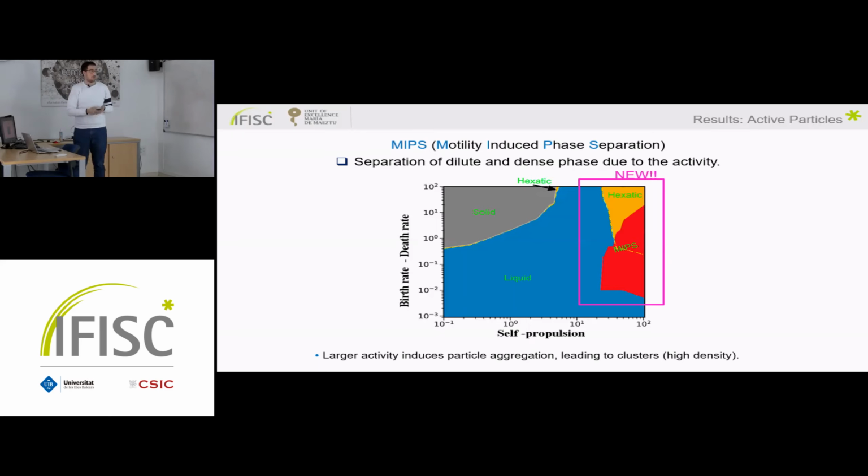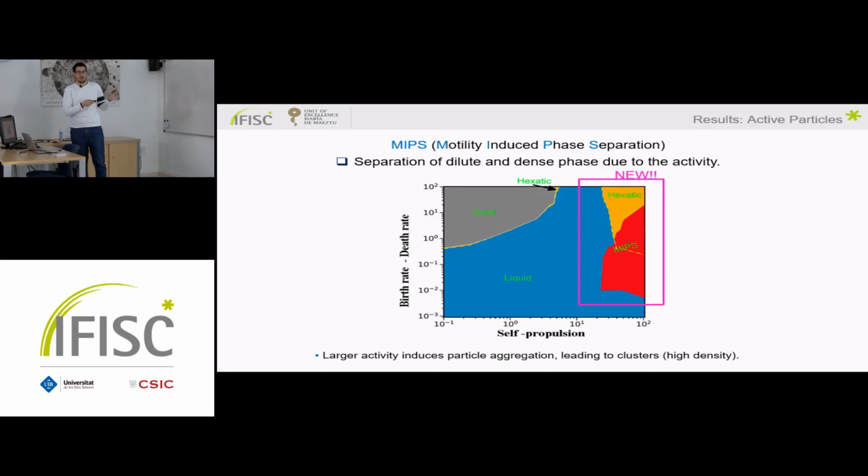Why does this happen? Well, in our case, to reach MIPS we need a high velocity, and the particles overlap, reaching a dense phase and another that is dilute. In our case, this means that when the phase is dilute, there is a lot of space, and in our model, a lot of space means that the particles can reproduce. Then, when these particles create MIPS, the dilute phase reproduces, fills this free space, and goes back from the liquid to a static phase.